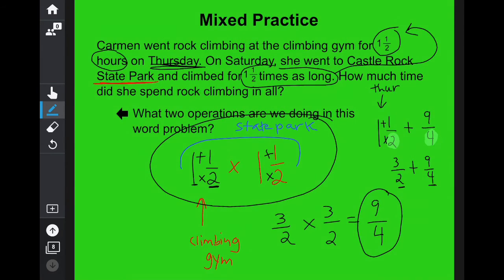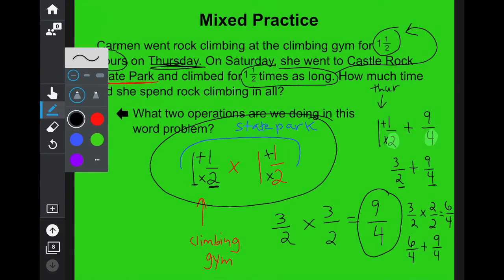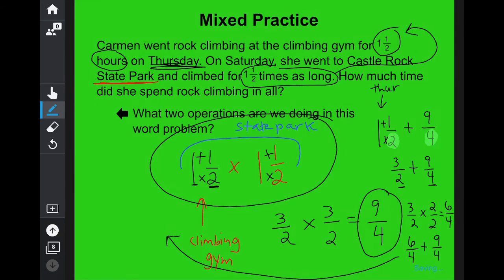So what number can I use to make these equivalent denominators? So I know 2 can turn into 4. So I'm going to take this 3 halves, and I'm going to multiply by 2. So 2 times 3 is 6. 2 times 2 is 4. So my new number is 6/4, and then I'm adding 9/4 to that. So now I'm going to move this over here so I have a little more space. So I have 6/4 plus 9/4.